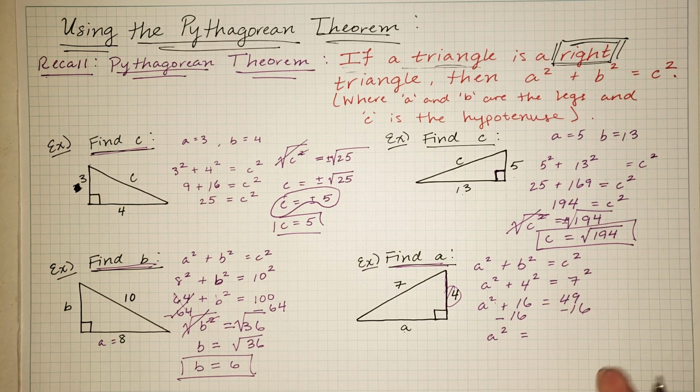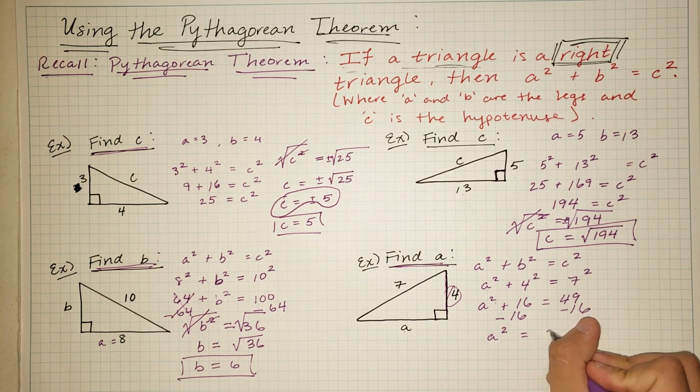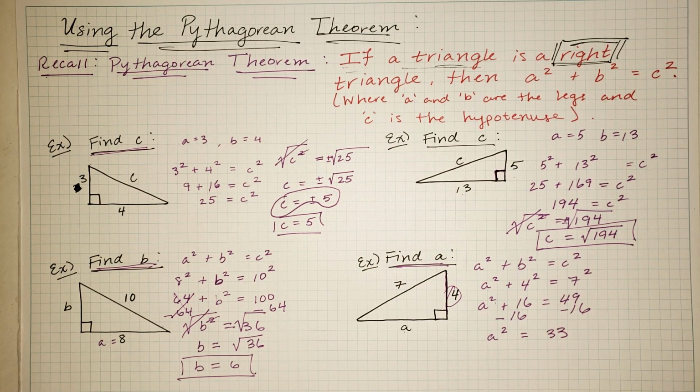Well, break it up if you want, okay? So maybe you don't have to use a calculator here. Think about it. 16 is 10 and 6. So instead of taking away 16, take away 10, and then take away 6. So 49 minus 10 is 39, and then 39 minus 6 is 33. Right? So now we have a squared equals 33.